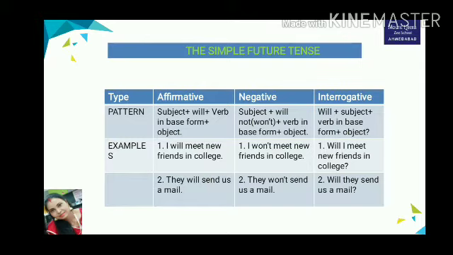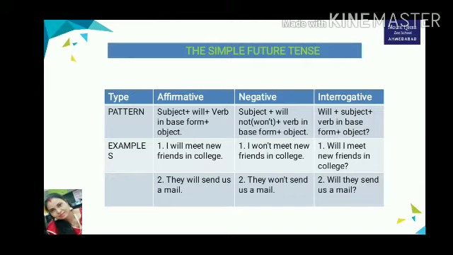Now for making negative sentences, the pattern is subject plus will not, or in contraction form we can write won't, plus verb in base form plus object. For example, I won't meet new friends in college. I is subject, then we add won't, meet in verb base form and then we add object. Second example is, they won't send us a mail.